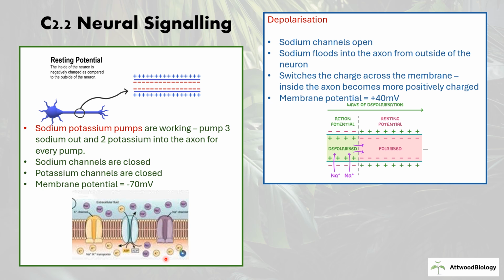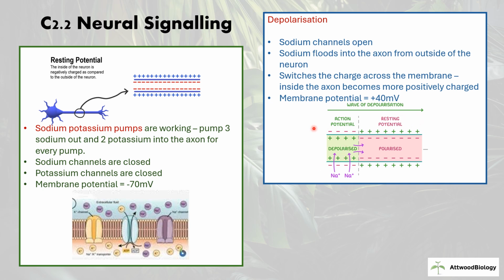When they flood in, they cause the inside of the membrane to become positively charged. So you can see this depolarized region here where the charge across the membrane has switched. So this is polarized, this is at rest. This area hasn't been depolarized yet. This area has been depolarized, so the charge has switched, and we can see that the depolarization is going to move to the right here.